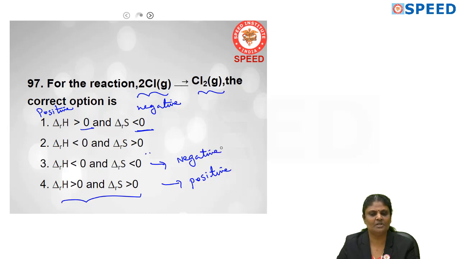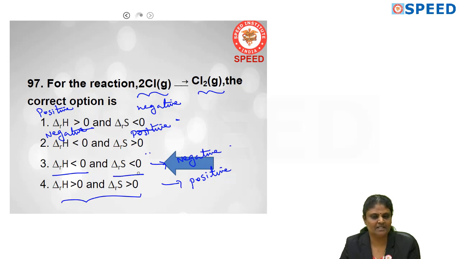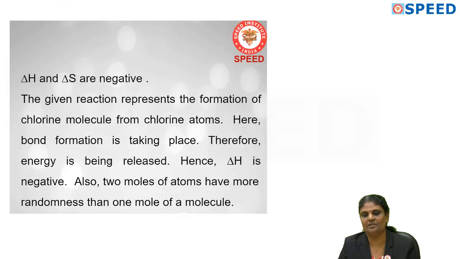So the first two options are one positive and one negative. Here this is negative and this is positive. I think both negative is the correct answer. So delta H of reaction is less than 0 and delta S of reaction is less than 0 is the correct answer, because it forms a bond. So the covalent bond is formed in this case, two Cl combined together. So which type of bond is formed? Covalent bond is formed.